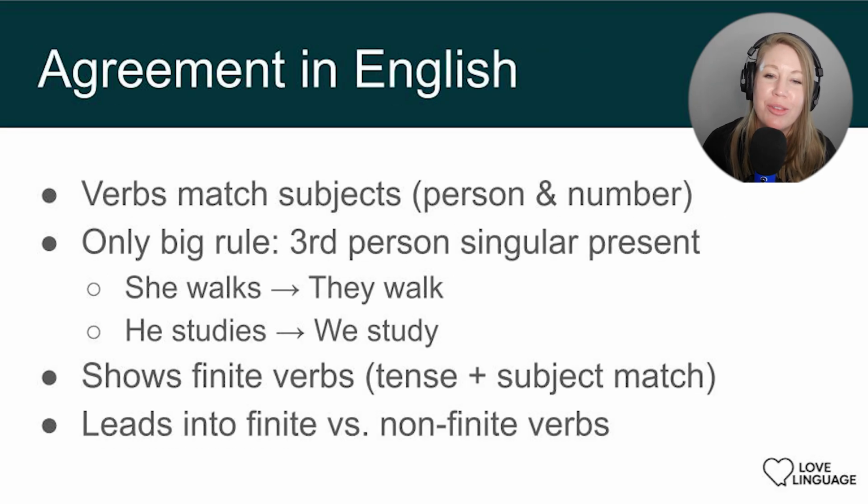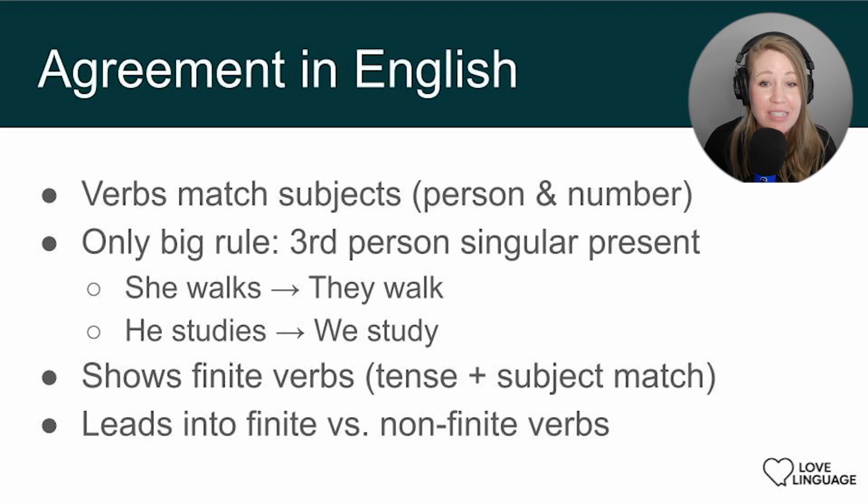Now that we've gone through the different forms verbs can take, you might be wondering, why do these forms matter? And one of the main reasons is what we call agreement. So agreement is how verbs match their subjects in person and in number. So in English, this is actually pretty simple. The only major change happens in the third person singular present tense, as we've been talking about throughout this video since the second slide. So that's it. That's all that happens in English with this.